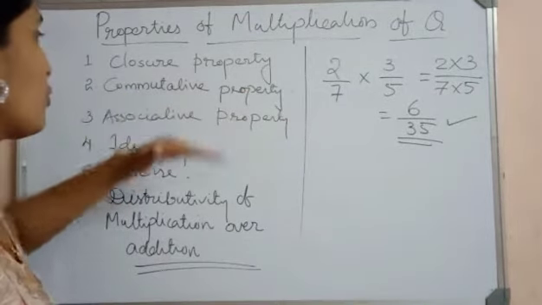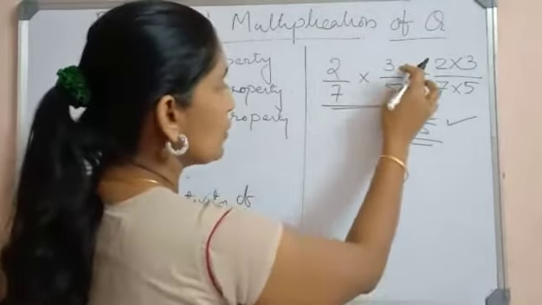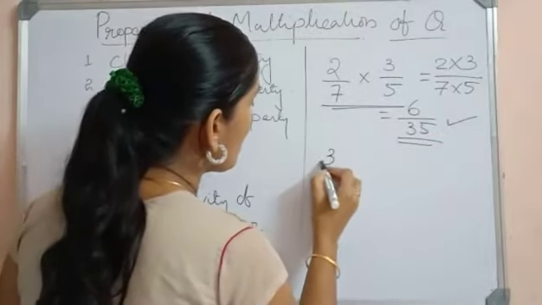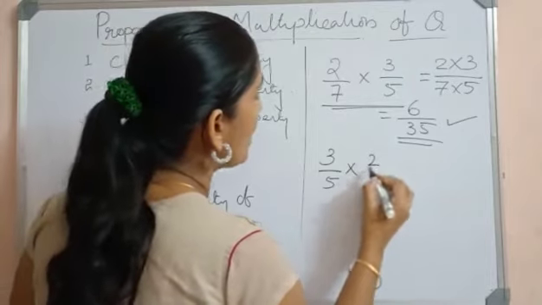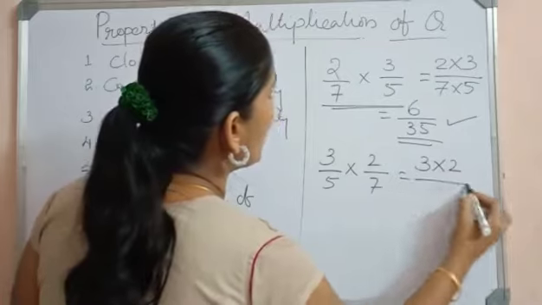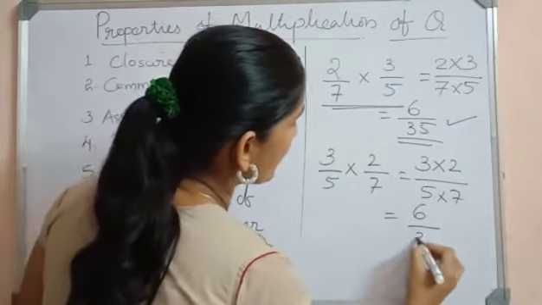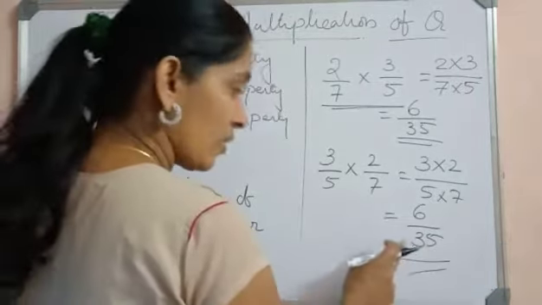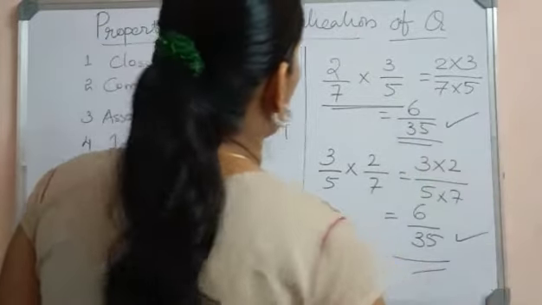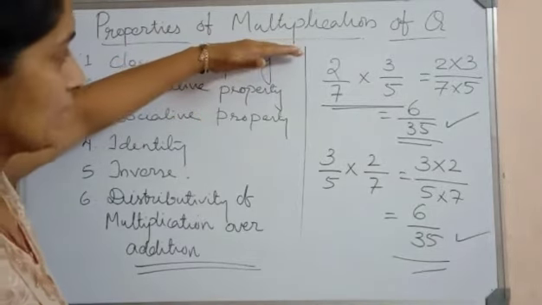Now consider the commutative property. Let's consider the same question again. Here 2 by 7 into 3 by 5, that is 6 by 35, is our answer. Now let's multiply 3 by 5 into 2 by 7. What's your answer? 3 into 2 divided by 5 into 7, and that is equal to 6 by 35. So here also we are getting 6 by 35, and here also we are getting 6 by 35. So we can say that the commutative property is also satisfied under multiplication.